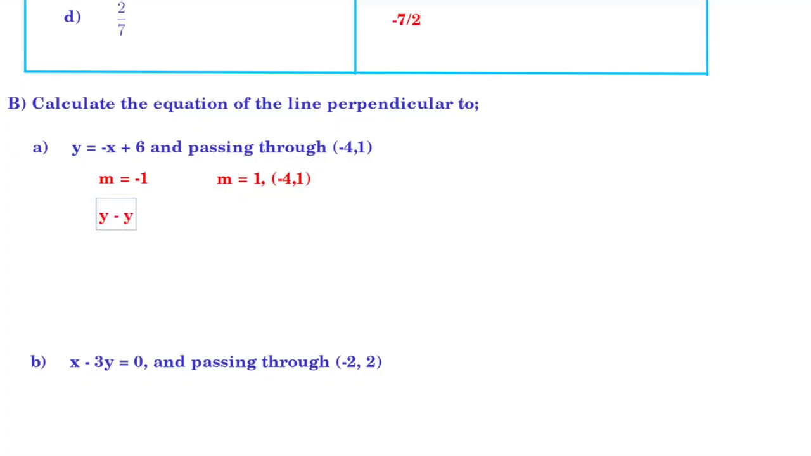y minus y1 is equal to m into x minus x1. Let's substitute. So y minus y1 is 1, equals the gradient, which is 1, into x minus negative 4. And then let's simplify here. So y will be equal to, remember, we're transposing the negative 1 on the left hand side, x plus 4, and then there is the plus 1. And then now the equation will be y equals x plus 5.